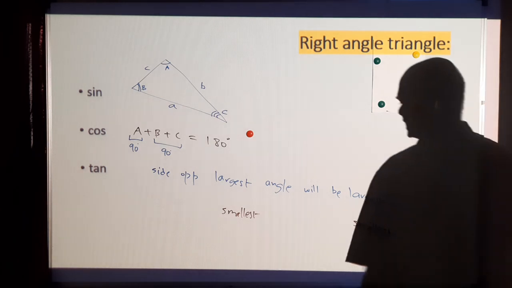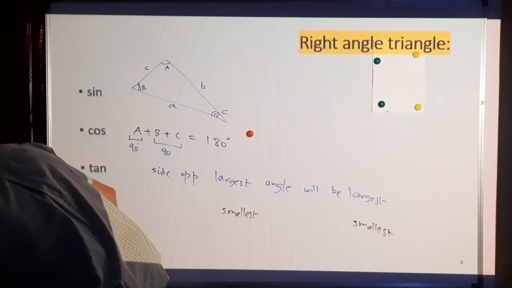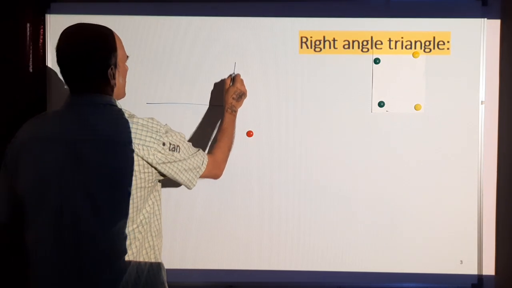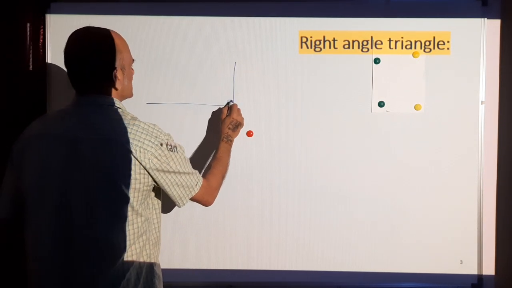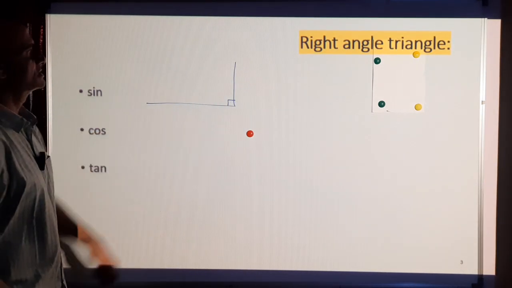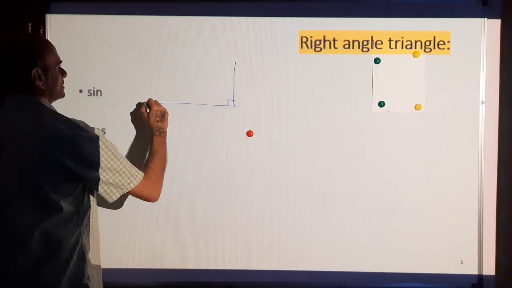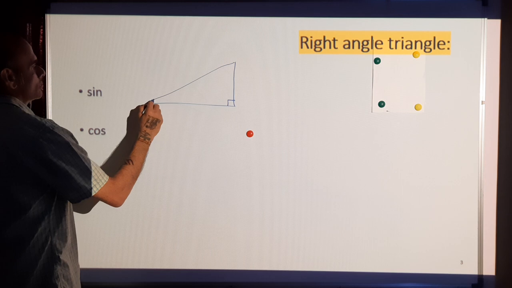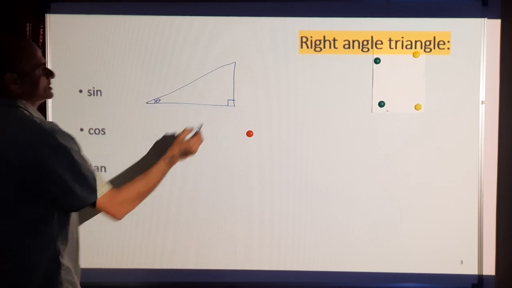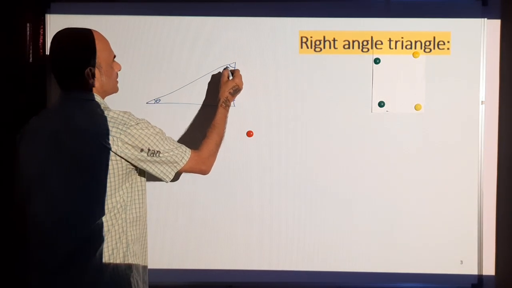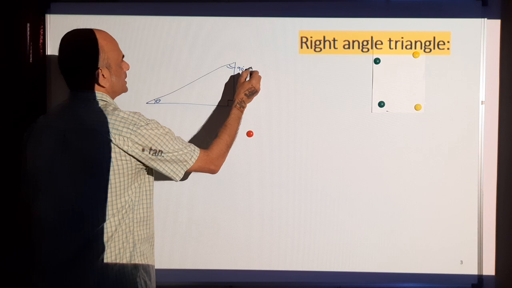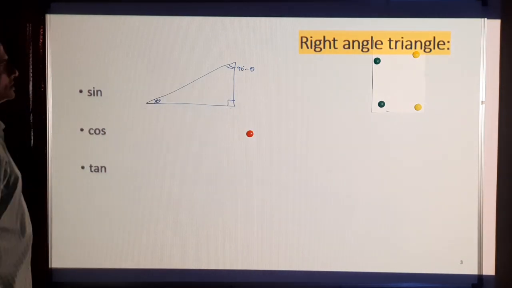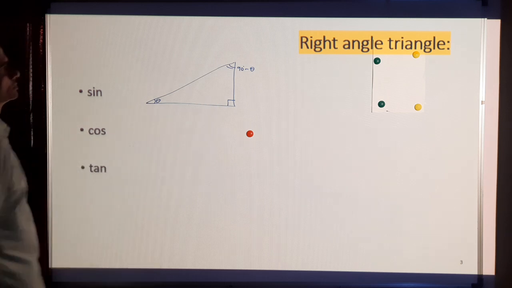Right angle triangle is a triangle where one of the angles is 90 degrees. So it can be like this. This is 90 degrees, represented like this. This is the third side. Suppose I call this angle theta. This angle should be 90 minus theta, because out of 180, 90 has gone here. So the remaining 90 gets split between these two.